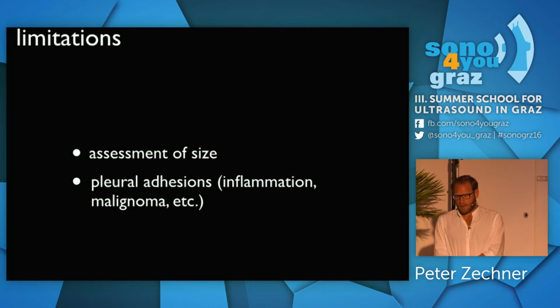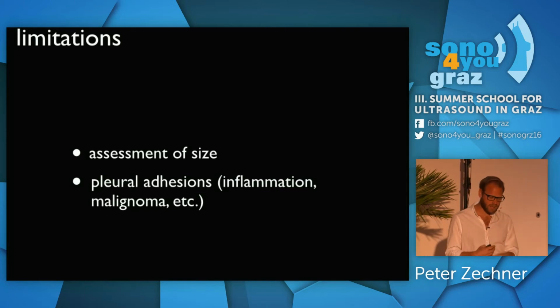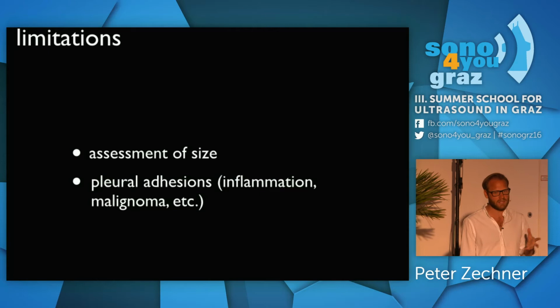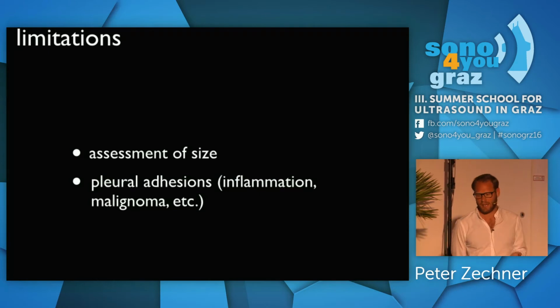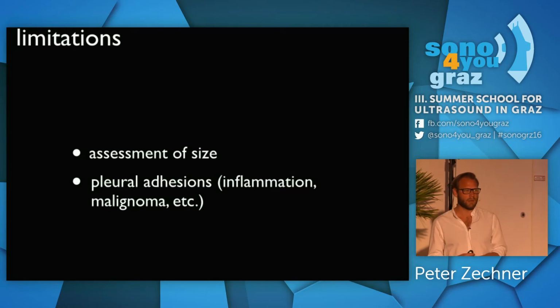And after this, we also have the cases in which pleural adhesions cause lack of lung sliding. For example, patients with malignoma, pulmonary fibrosis, or sometimes even pneumonia, severe pneumonia, or ARDS. But in these patients, normally we do find B-lines, and we can exclude a pneumothorax this way. Okay?